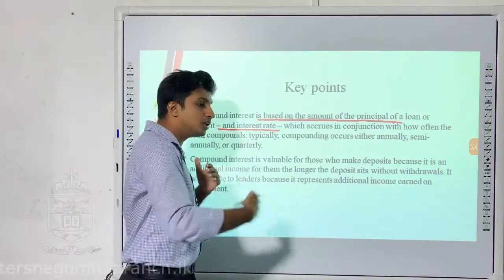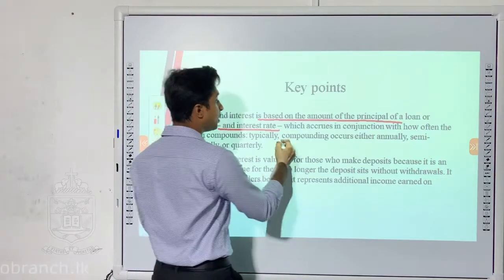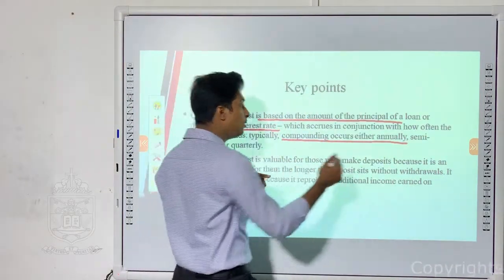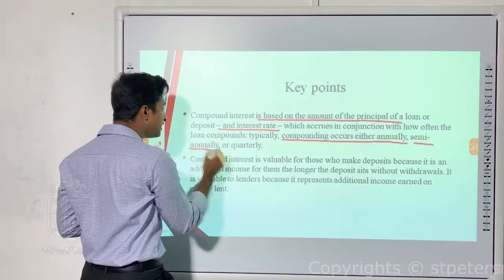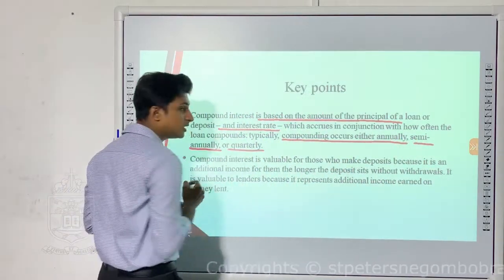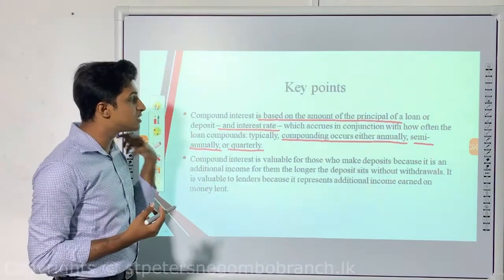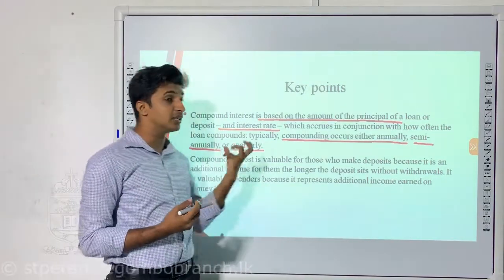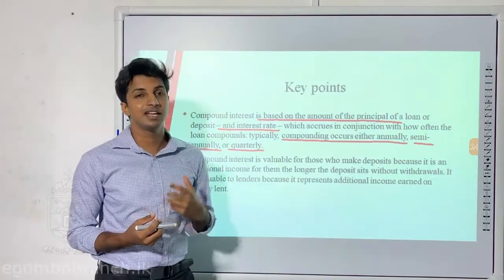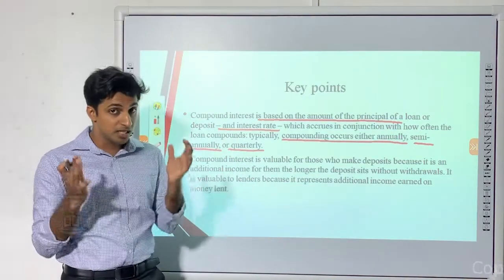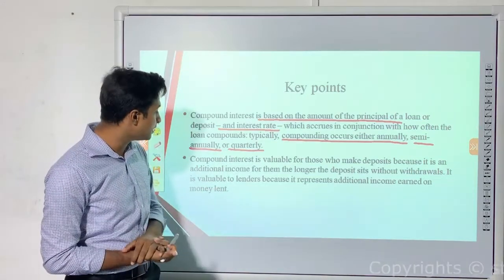Typically, this loan compounding happens either annually, that means for a whole year, or semi-annually, that is half a year, or quarterly. You know the meaning of quarterly, right? So that is how compounding happens during the year. It can happen annually, semi-annually, that is half a year, or quarterly.